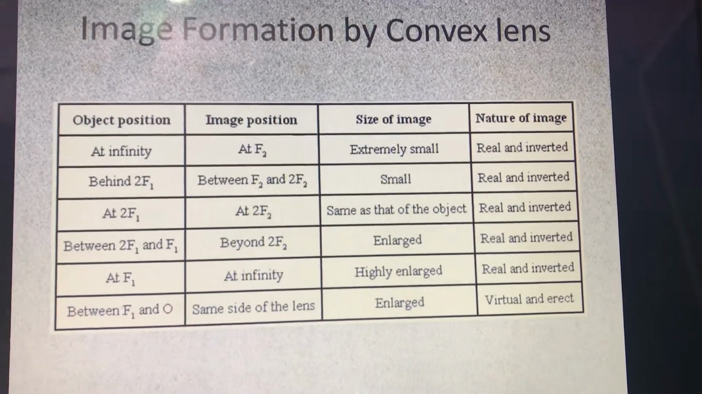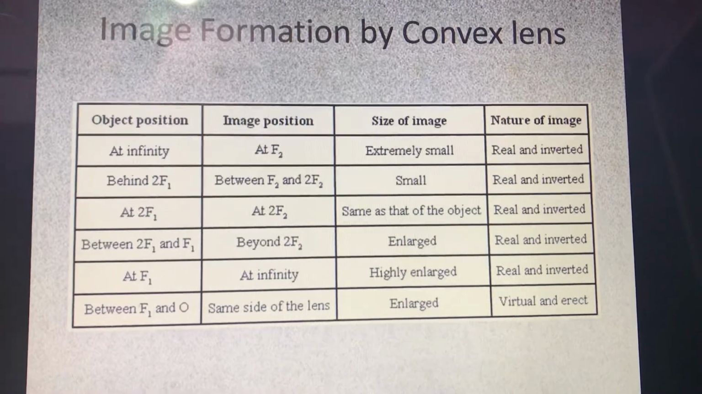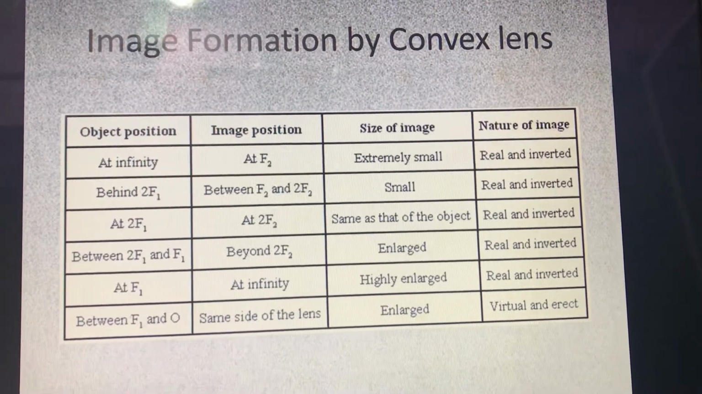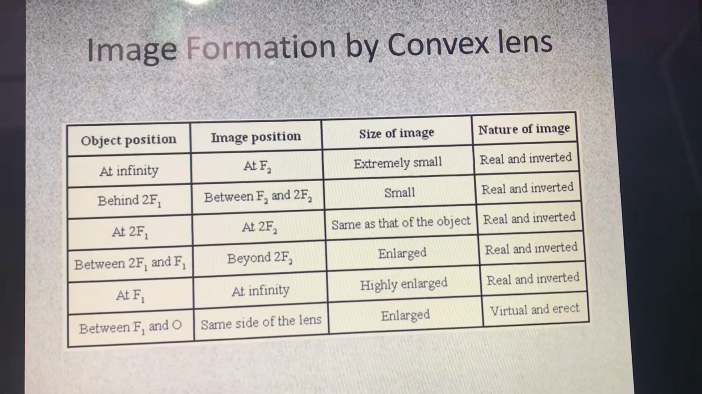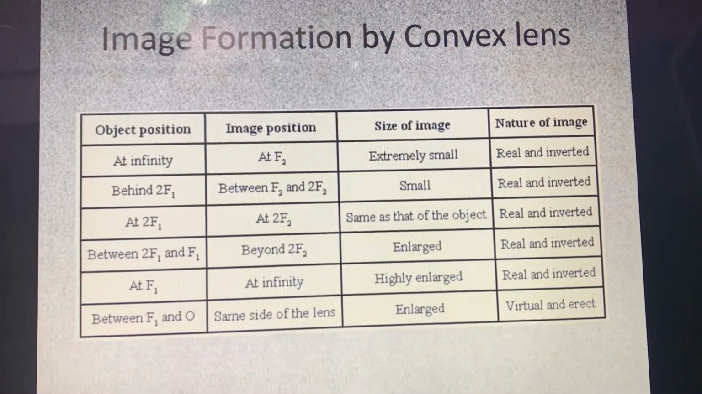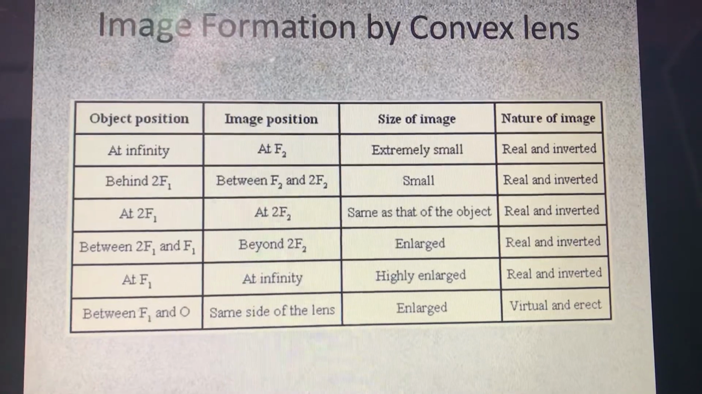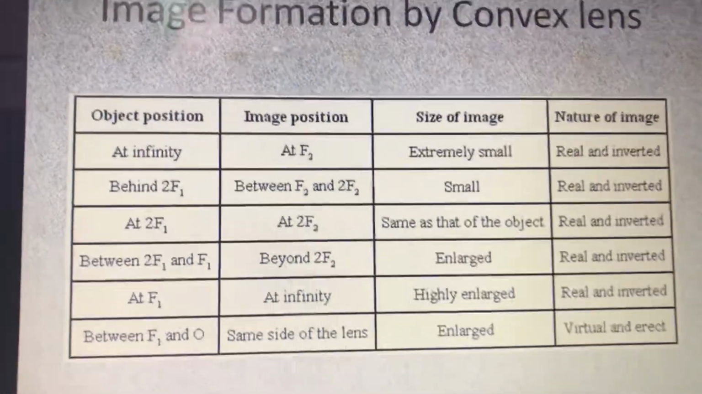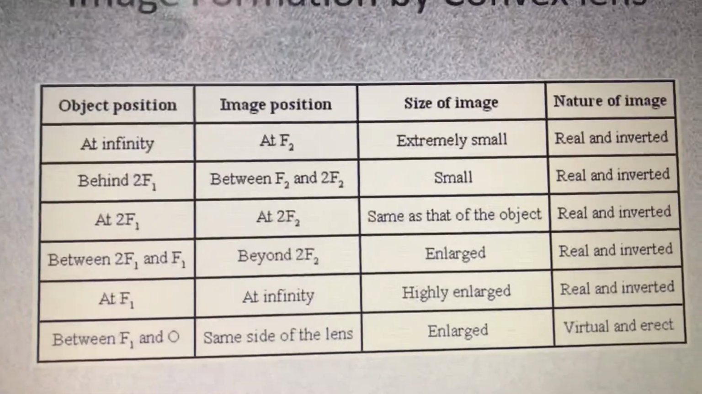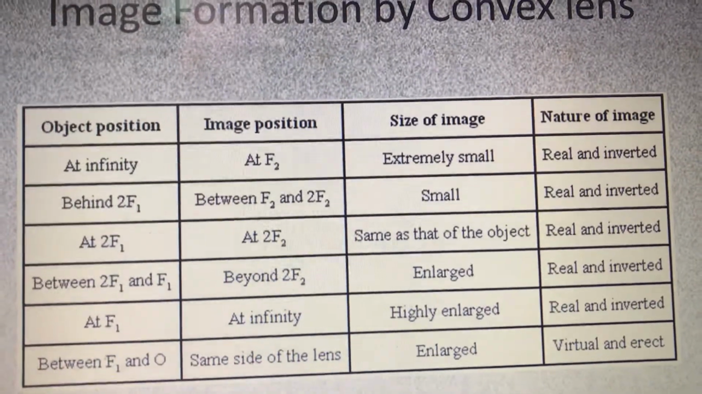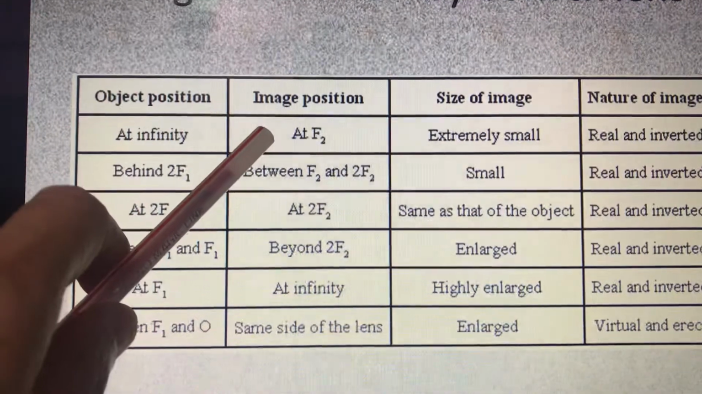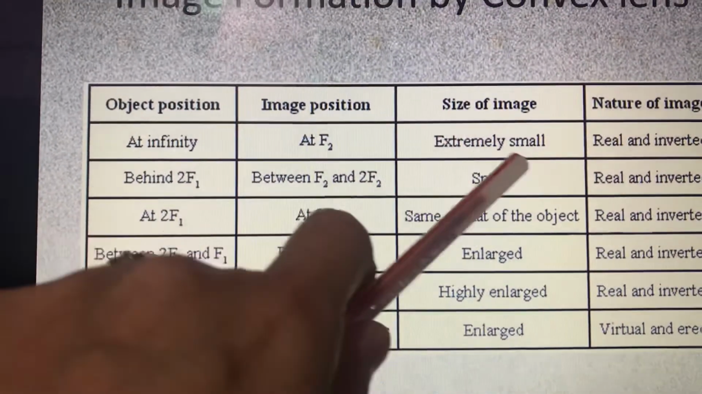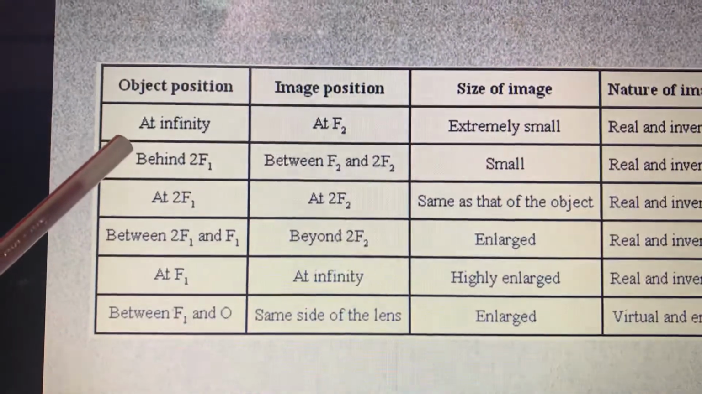Now in this video we are going to draw the ray diagrams for different positions of the object for convex and concave lenses, right? So first we'll see the image formation by convex lens. For each object position, we'll see the image position, size of the image and nature of the image.